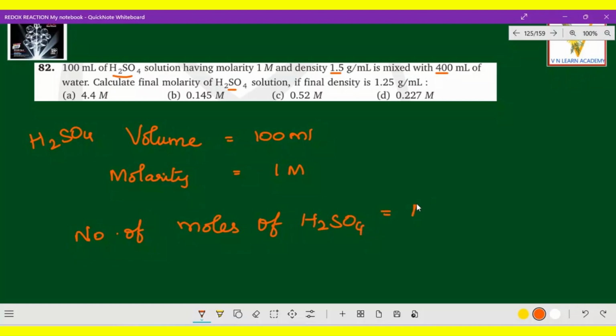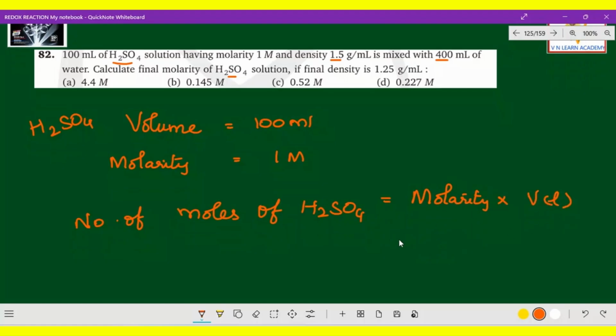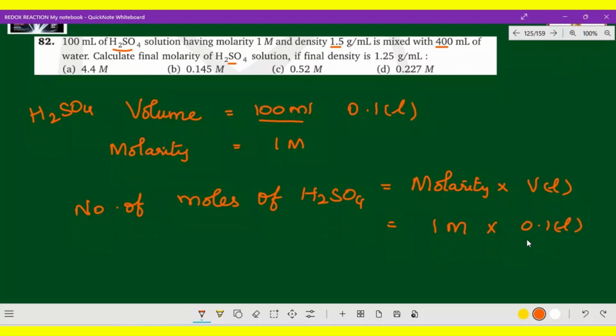How do we identify it? Molarity into volume of solution in liter, right? So molarity is 1 M, and the volume of solution is 100 ml. So 100 ml volume in liter is 0.1 liter. So when we calculate it, the number of moles is 0.1 mole. So the number of moles of H2SO4 is 0.1.